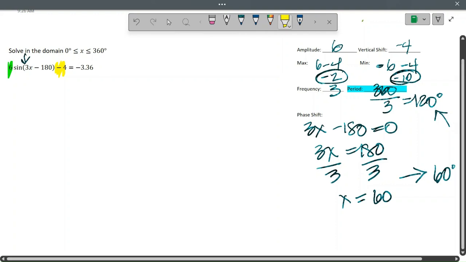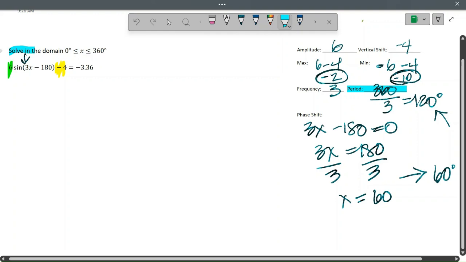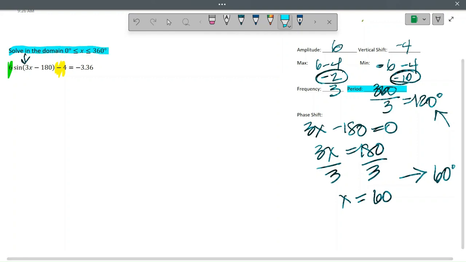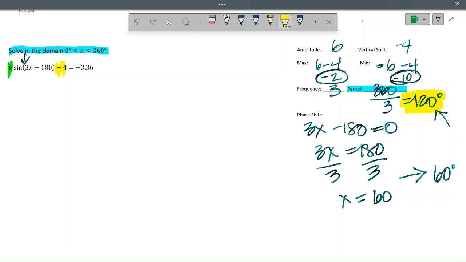One of the important things we're going to see here is that we have a domain of 0 to 360. I'm going to also highlight over here, our period is 120 degrees. That's going to be really important when we are solving this equation, when we're finding our values at the very end after we solve this equation. So let's go ahead and get to it.